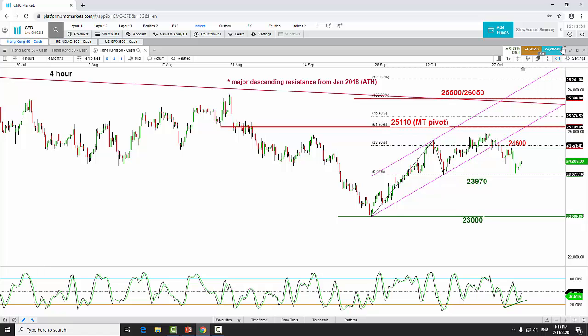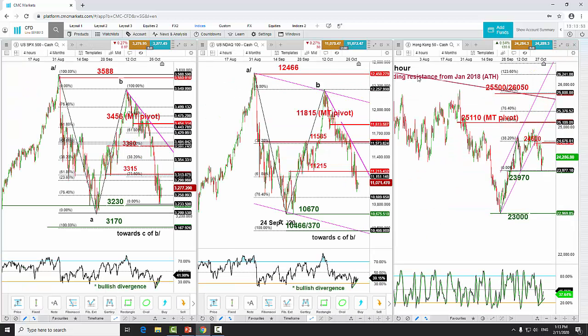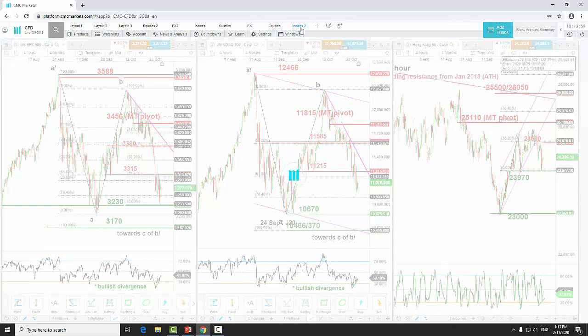All right, so now let's move on to the last index that I want to share today, which will be the German DAX, the Germany 30 index. Okay, it takes a bit of time to load.